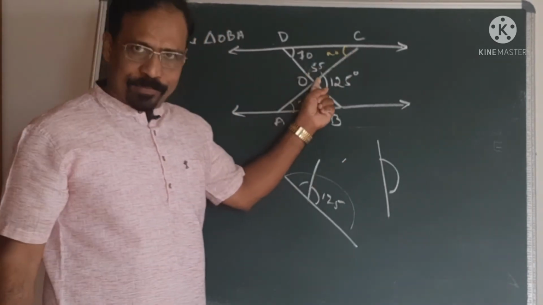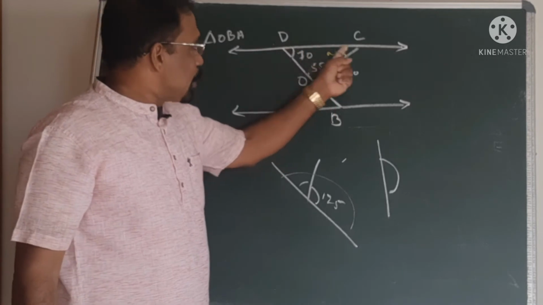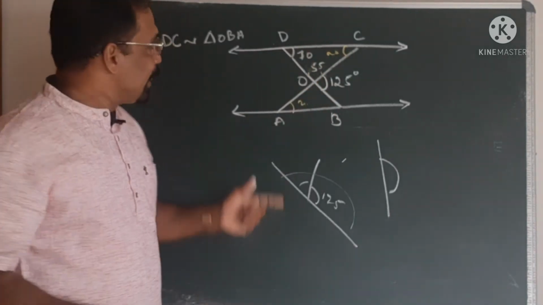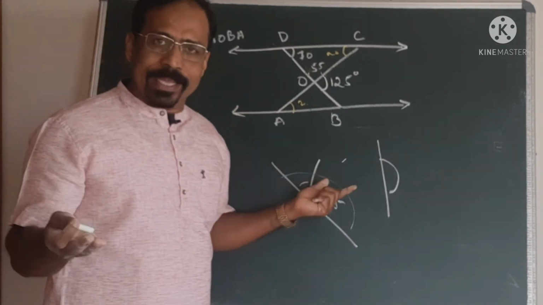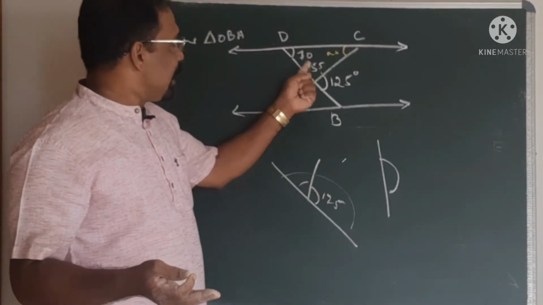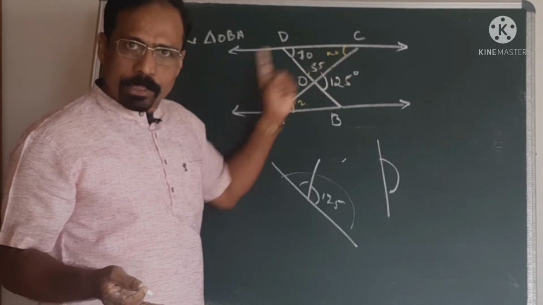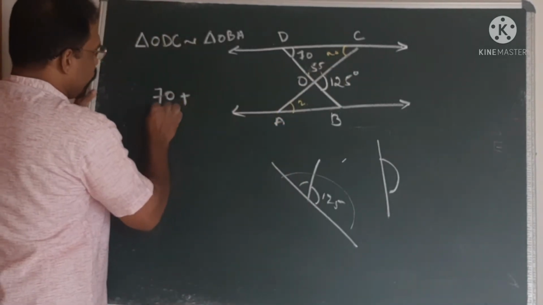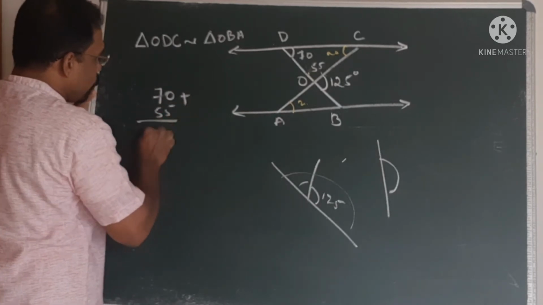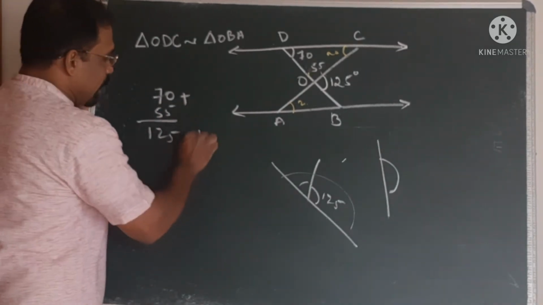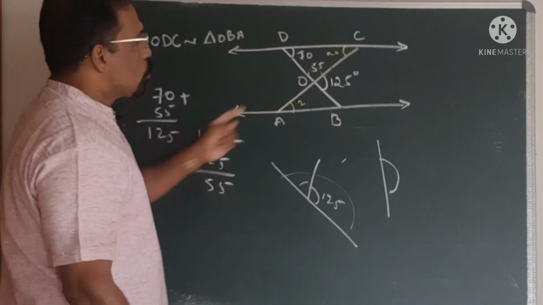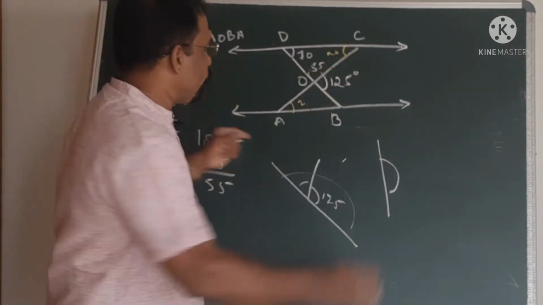If this angle is 55, in triangle ODC, we know that the sum of the angles is 180. The sum of this angle plus this angle plus this angle is 180. So that is 70 plus 55, that is 125. 180 minus 125, again 55. So this angle is also 55.